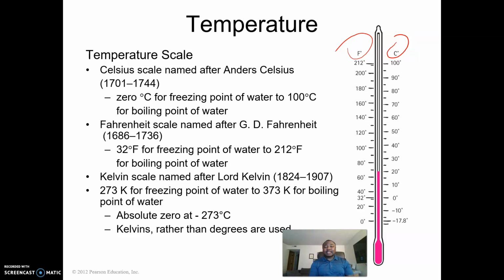We have the Fahrenheit scale, which was developed in the late 1600s to early 1700s by G.D. Fahrenheit. For the Fahrenheit scale, the freezing point is 32 degrees, while the boiling point is 212. And we also have the Kelvin scale by Lord Kelvin, where the freezing point is 273 and the boiling point is 373. I'm going to stop here, but we're going to proceed with the next video.